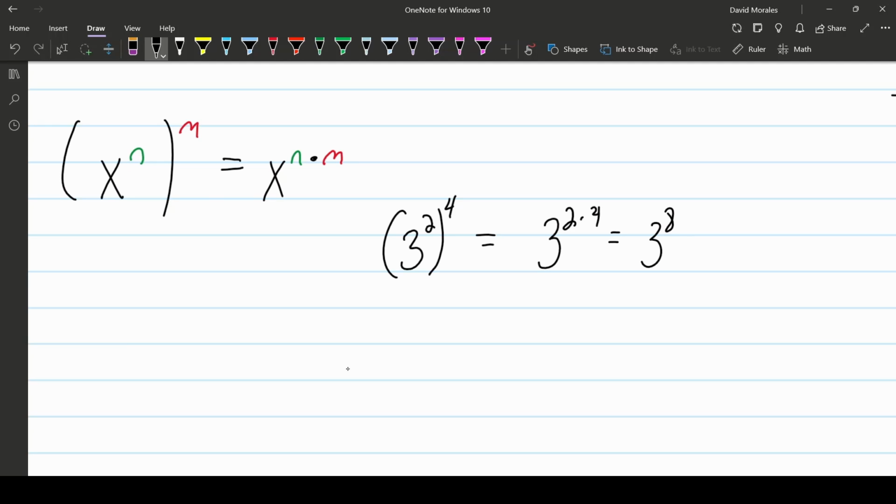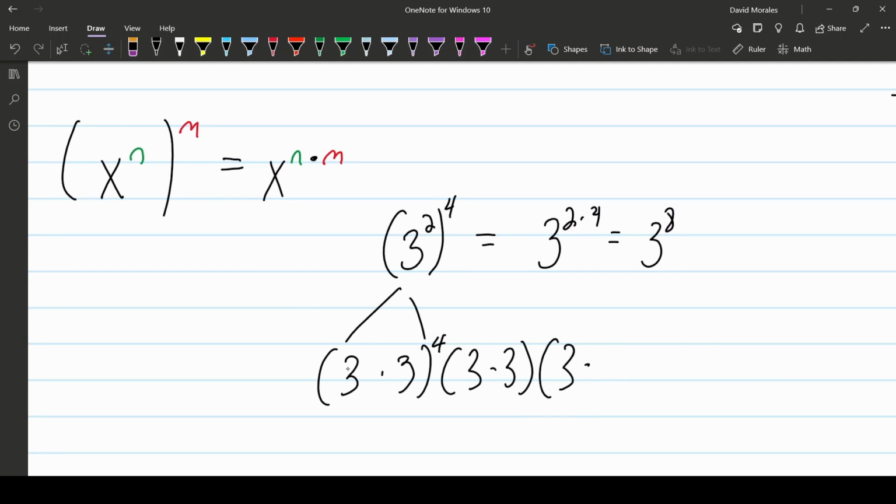Okay? So, if you wonder why this multiplies, let's expand this. What is 3 to the second? If I were to expand this, it is 3 times 3. Now, that's within the parentheses. But if I raise this to the 4, that means I'm going to repeat that 4 times. So 3 times 3, and then 3 times 3, and 3 times 3.